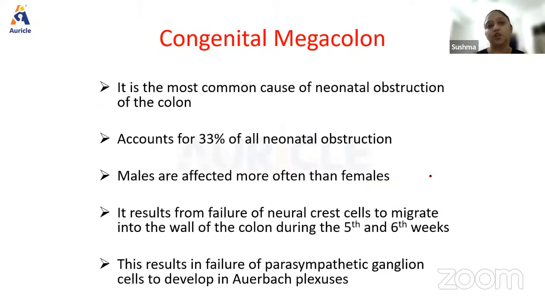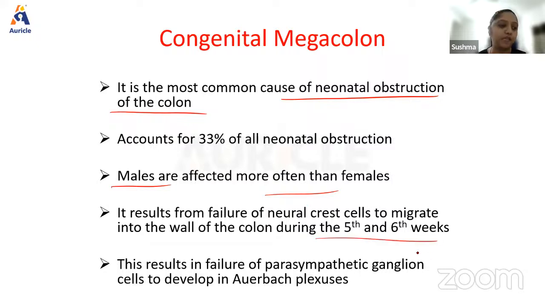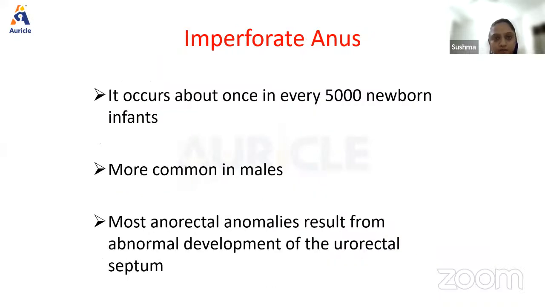That is called congenital megacolon, one of the very common causes of neonatal obstruction. Okay, in neonatal obstructions here, males are more commonly affected than the females. It results due to failure of the neural crest cells to migrate into the wall of the colon during the 5th and 6th weeks. All of these are very important surgery questions.